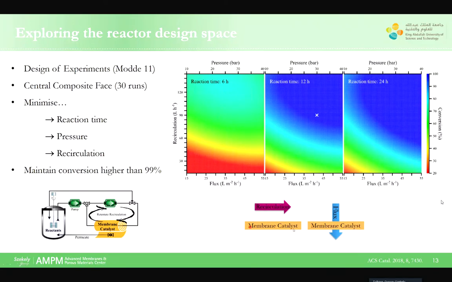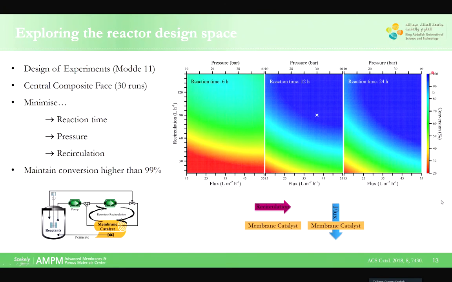So if you look at the catalyst or membrane catalyst here, then you have a tangential flow, that is the recirculation, and you have a perpendicular flow, which is basically the permeate, that's the flow that goes through the membrane. And if we can minimize the pressure and minimize the recirculation, then we can save energy and ultimately have a lower carbon footprint for this process. And the criteria was to maintain the conversion higher than 99%.